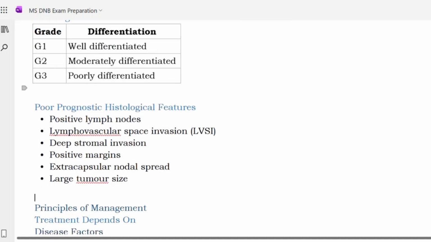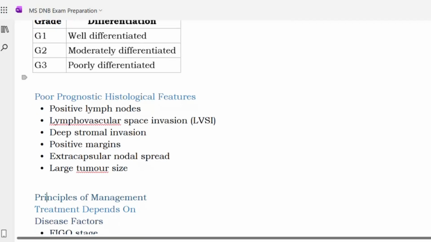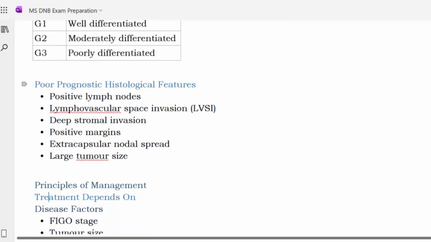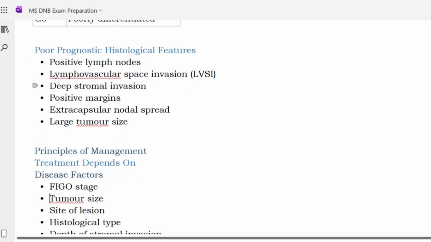In any malignancy, when we discuss it, we should know the poor prognostic features for that particular malignancy. We have seen this with carcinoma cervix also. So, poor prognostic histological features for carcinoma vulva: one, positive lymph nodes. Second, lymphovascular space invasion, deep stromal invasion. Margins are positive. Then extracapsular nodal spread and large tumor size. So these are the poor prognostic histological features for vulval malignancy.